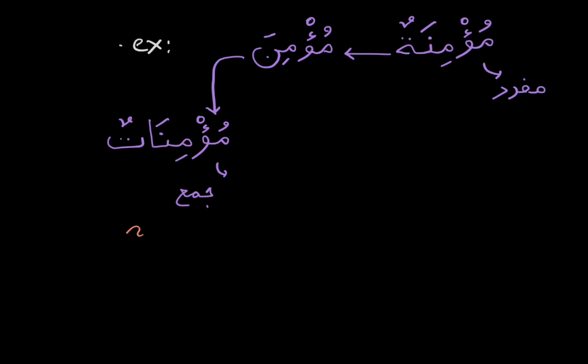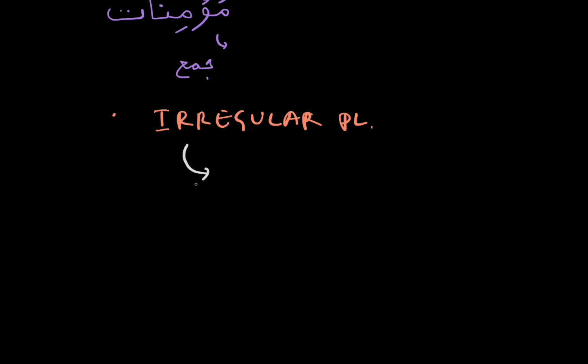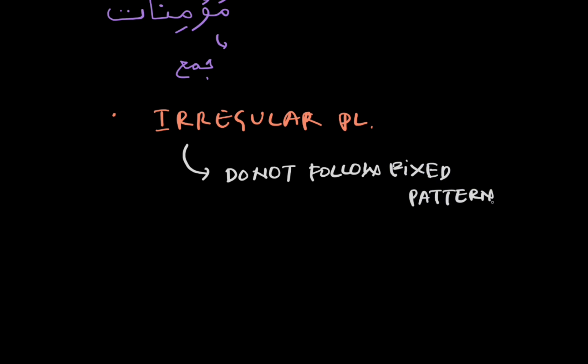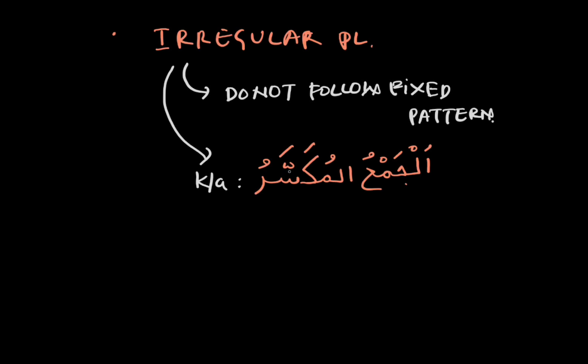Now coming to irregular plurals. So what are irregular plurals? Irregular plurals do not follow a fixed pattern. And these plurals are known as al-jamul mukassar. So you can see here, irregular plurals are known as al-jamul mukassar.